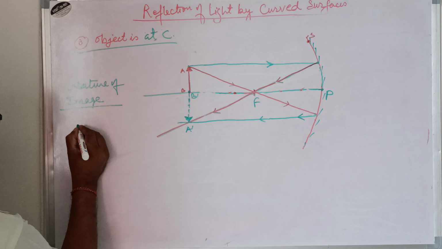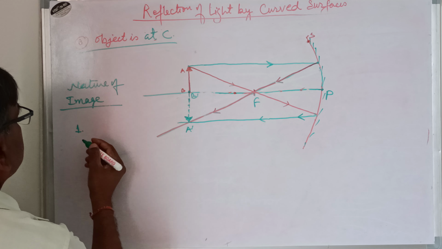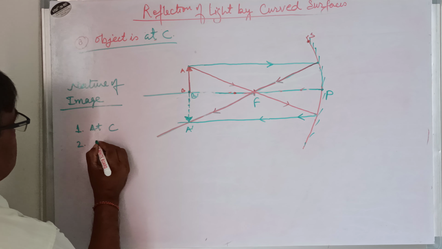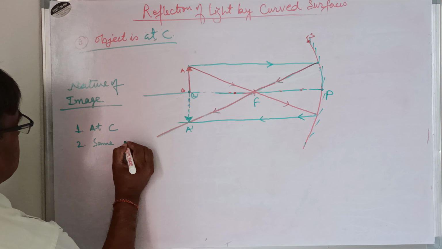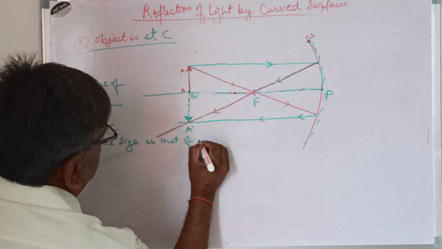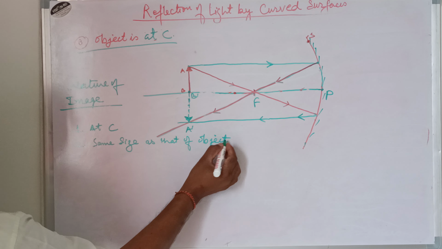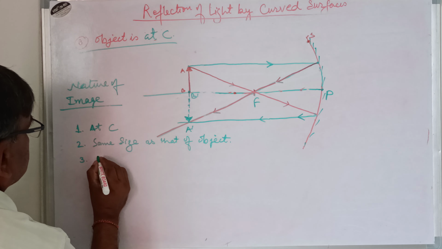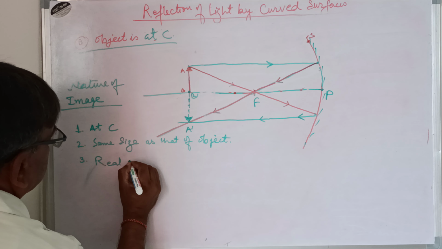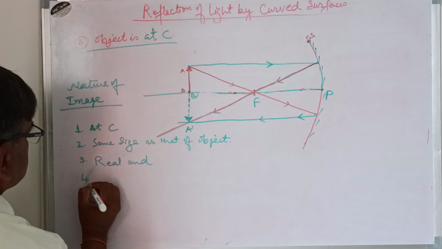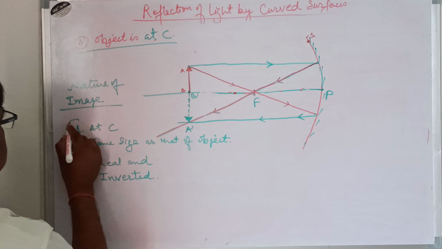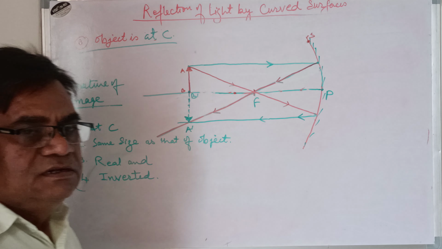Nature of image: number one, location, what is it? At C, center of curvature. Number two, size, what is it? Same size as that of object. Very interesting. And number three, actual, real. Actual is now given the term real. And number four, it is inverted, upside down. The object is upward, so this is downward, inverted. This is the nature of the image.